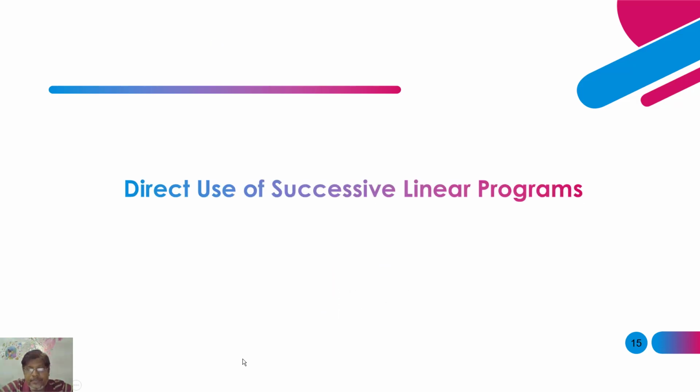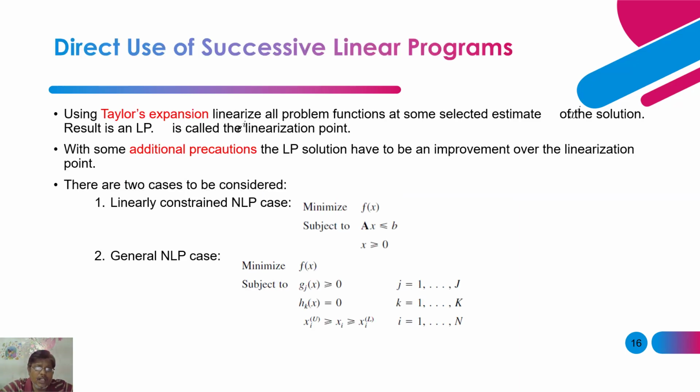Next, let us see the direct use of successive linear algorithms. Using Taylor expansions, linearize all problem functions at some selected estimate x0 of the solution. After you optimize, that results in an LP, and the new function is called the linearized function. That linearized function has to be optimized. It will be linear at point xi. With some additional precautions, the LP solutions have to be improved over the linearization point.